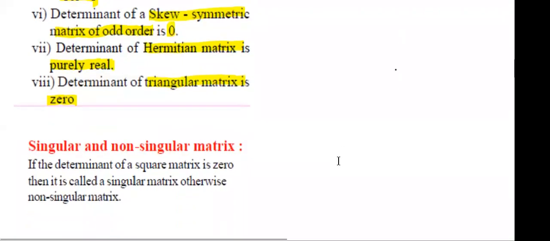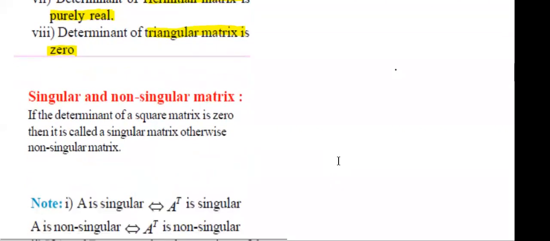Next, singular and non-singular matrix. What does singular matrix mean? If the determinant of a square matrix is 0, then the matrix is called singular matrix. Det A equal to 0 means singular matrix. Det A not equal to 0 means non-singular matrix.